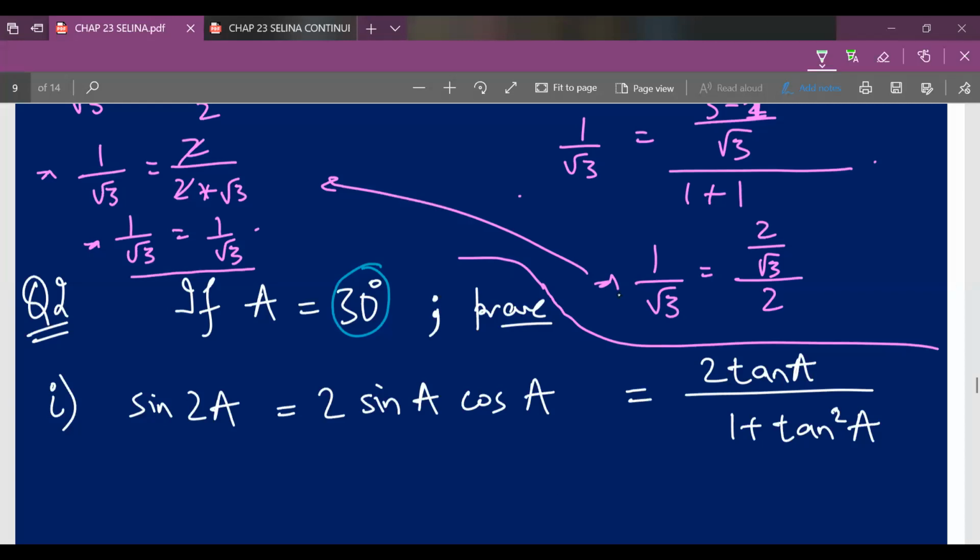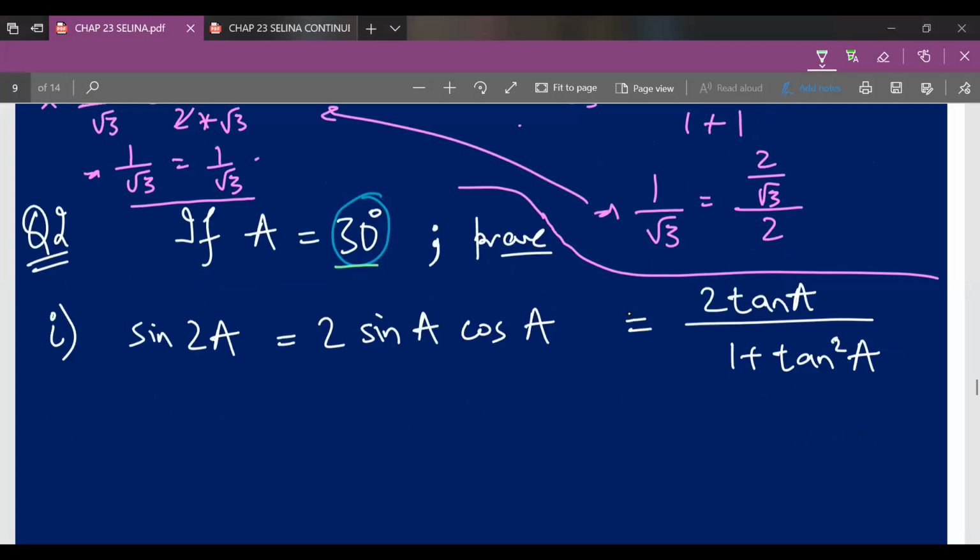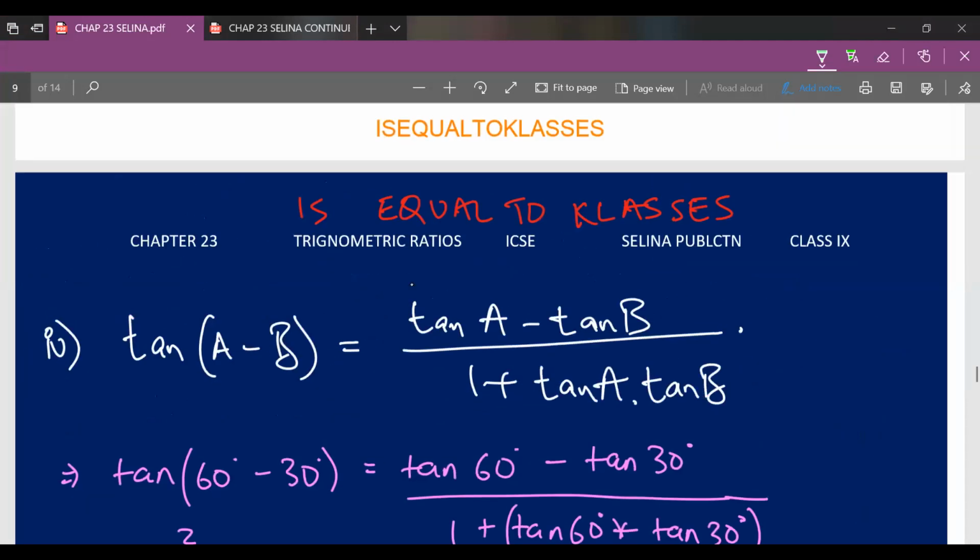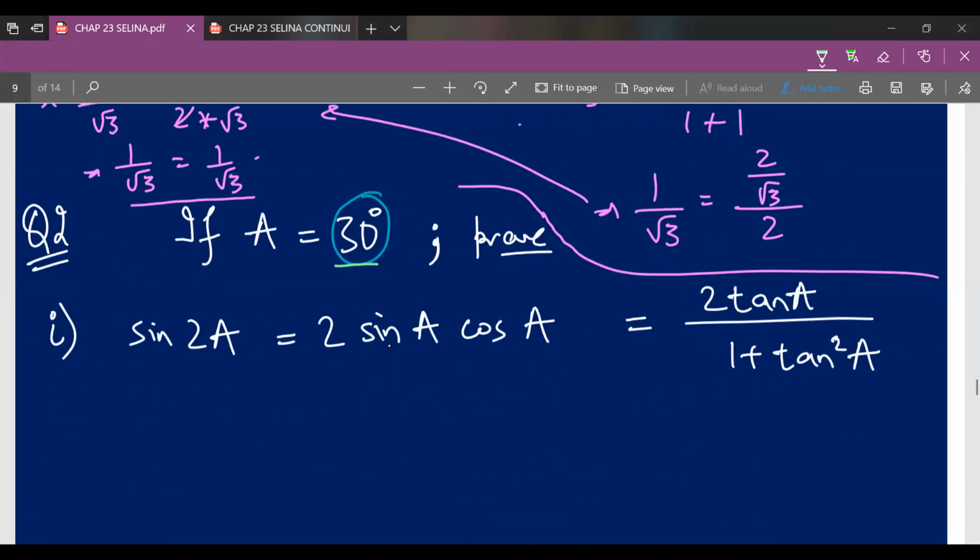Okay, so here A is equal to 30 degrees, and you have to prove again that the LHS is equal to RHS. Now over here, what they have done is they have given you 3 sides. So earlier they had given you 2 sides. Now they have given you 3 sides. So it is easy. All you have to do is solve all these 3 trigonometrical questions by substituting the values. Then you have to solve the trigonometric ratios, and then you'll get the answer.